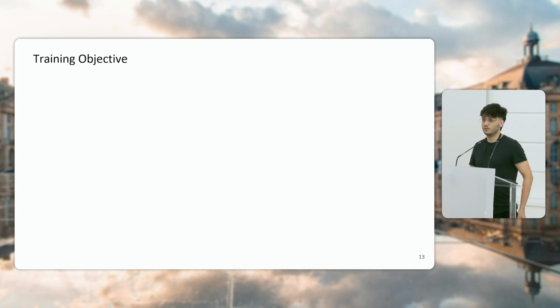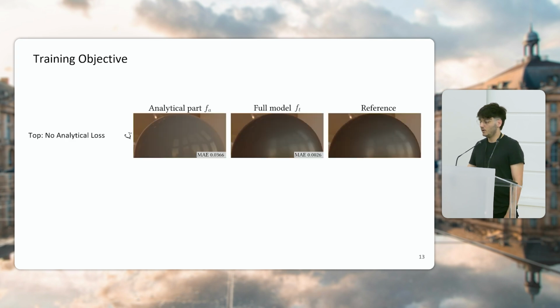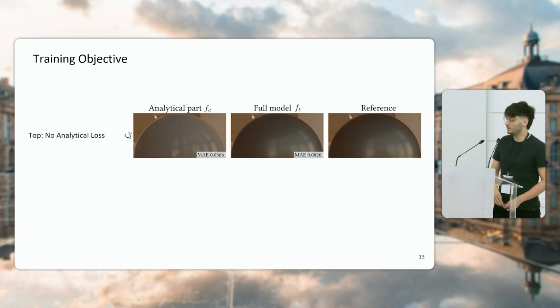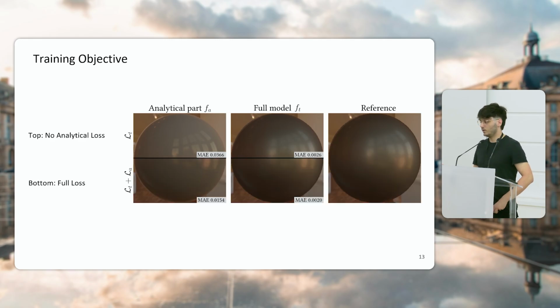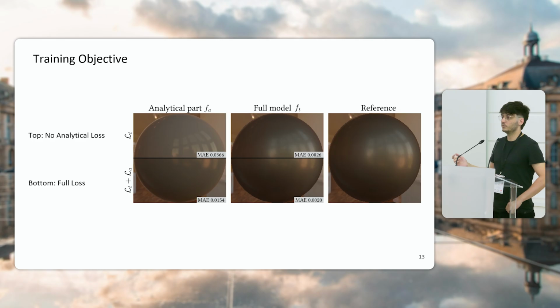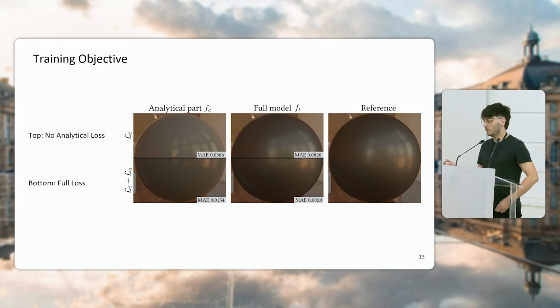So when we do not use this second analytical term, we can get into a situation where the analytical model will kind of work to help the complete evaluation, but will not be a good fallback and a good importance sampling on its own. So adding the second term makes it so that the analytical part on its own looks better and therefore will provide a better importance sampling.